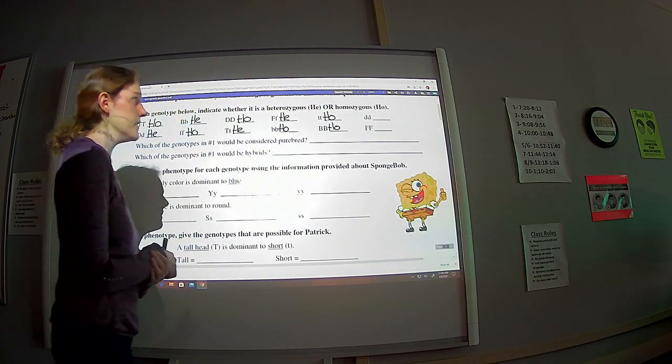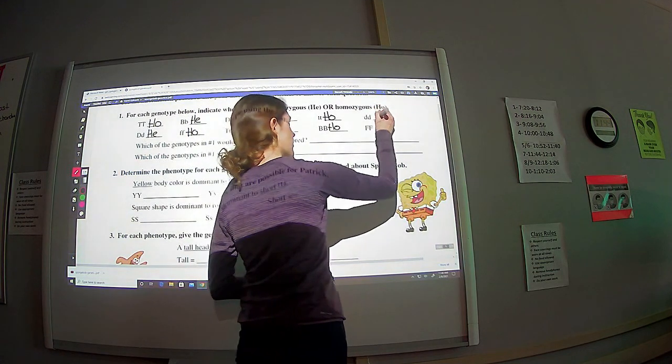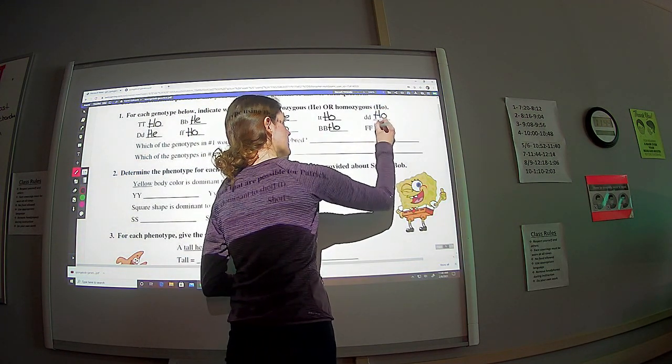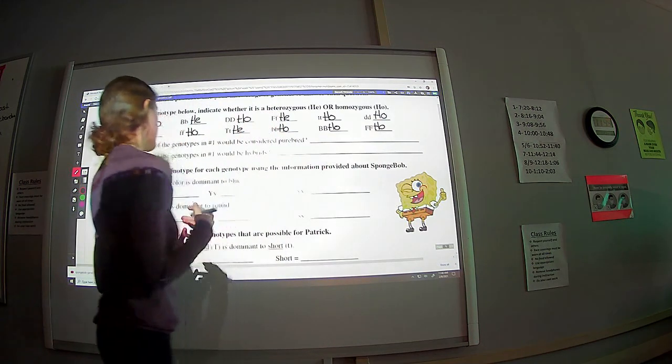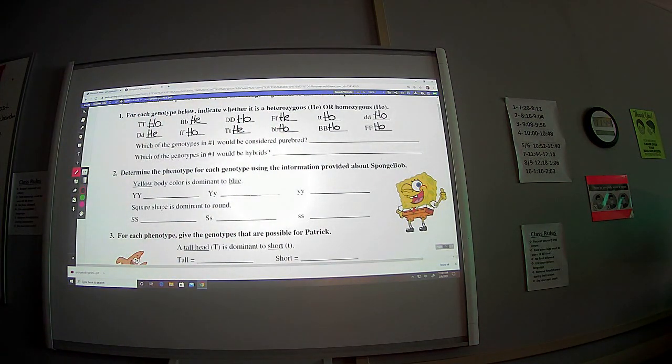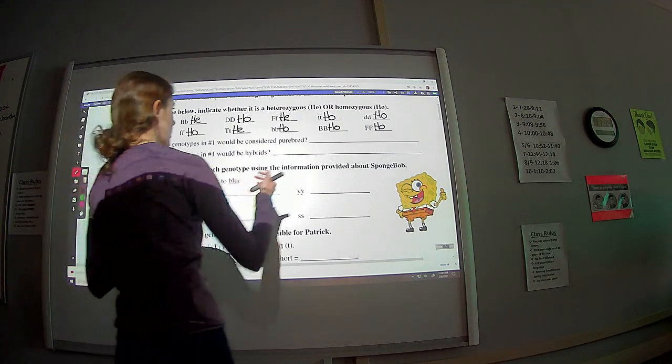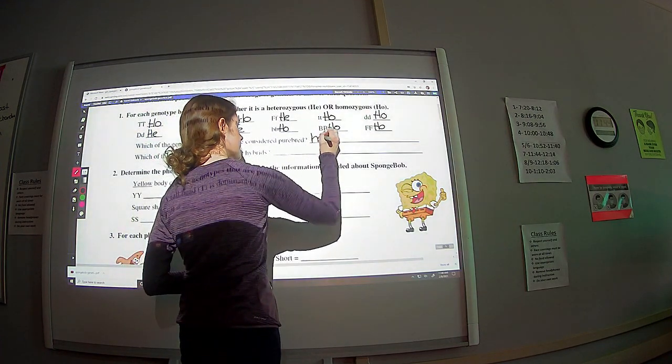2 lowercase d's, that one's going to be homozygous, it would be recessive. And 2 capital F's is going to be homozygous, dominant because they're both capital. Which of the genotypes in number 1 would be considered a purebred? And which would be considered hybrids? In order to be a purebred, that means that you have 2 of the same trait. So we're going to go with all the homozygous ones.